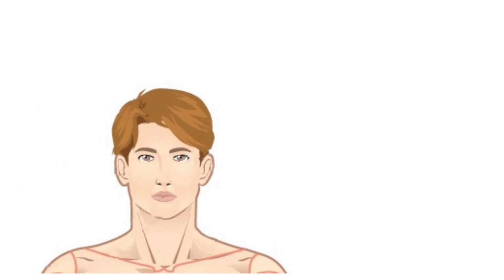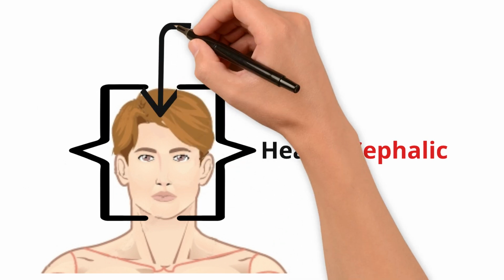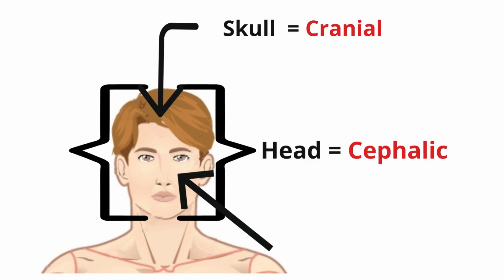Starting with the head, the term cephalic refers to anything related to the head. The head can be divided into two primary regions, the cranial and the facial regions. The cranial region refers to the skull, which houses the brain, while the facial region refers to the features that make up the face, such as the nose, mouth, and eyes.